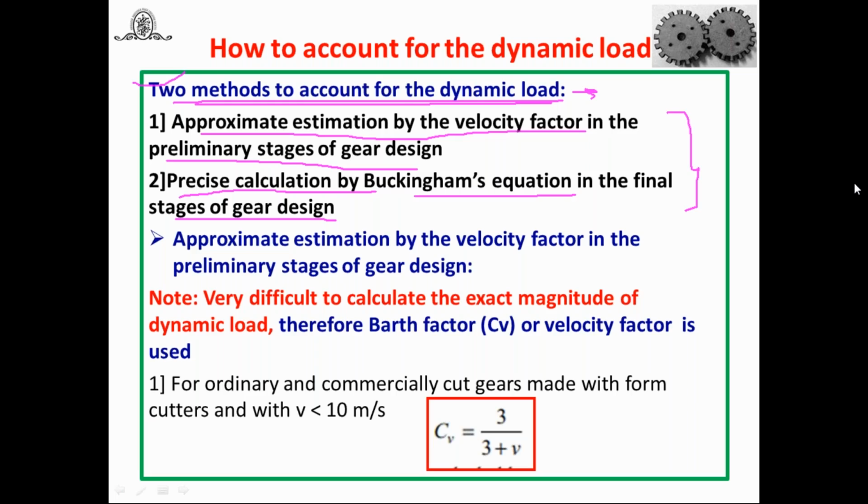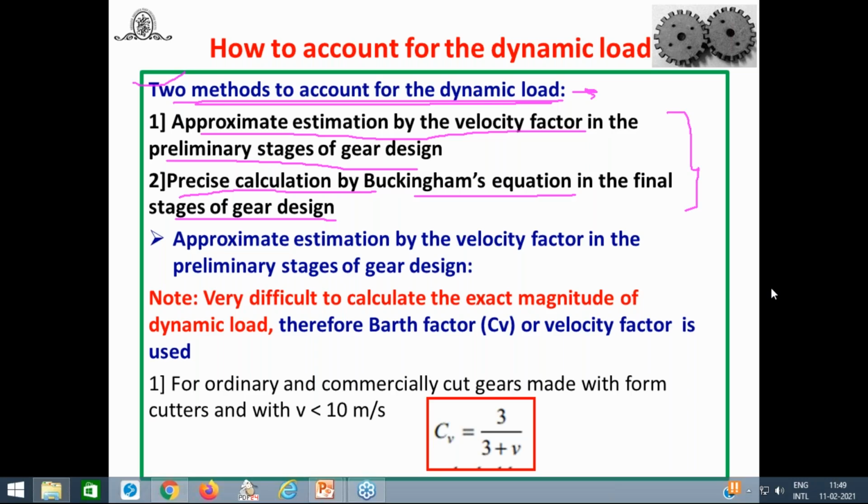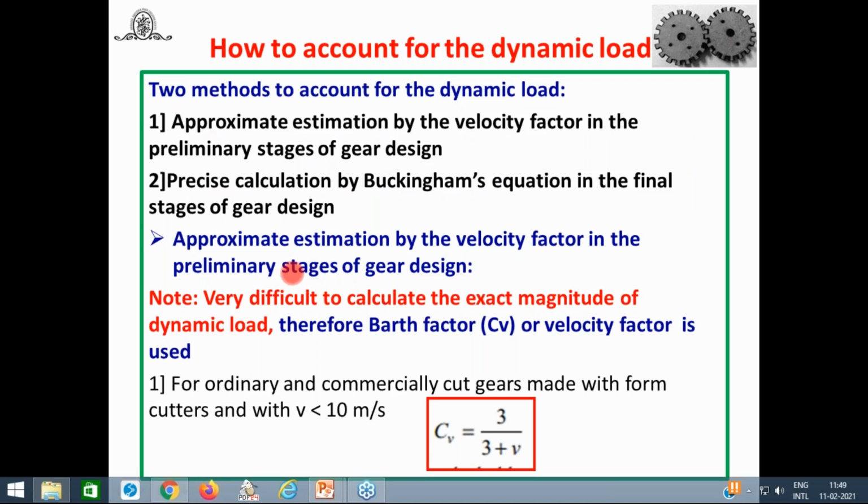Now, in the first method, how is this dynamic load considered? Let me take the cursor. In the first method, approximate estimation by velocity factor, what we have to do is estimate the module to design a spur gear. Estimation means to find the module, and you know very well that in design, gears are always specified using the module. So we have to use the velocity factor in the preliminary stages of design.